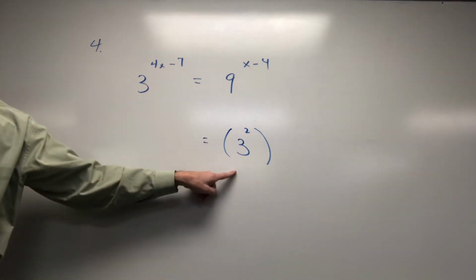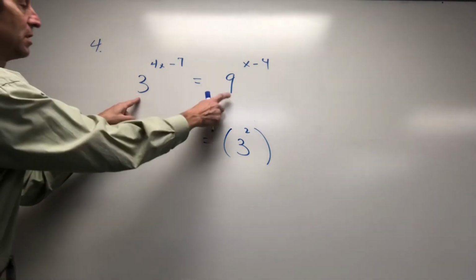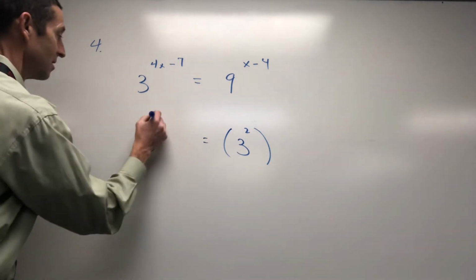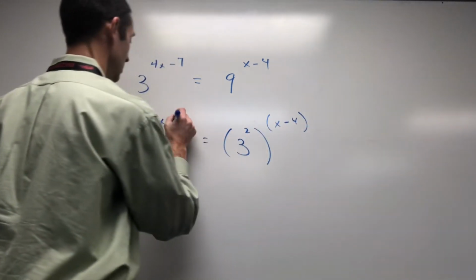The 9 you can rewrite as 3 squared. So your job, your goal, what you're trying to accomplish, is to get the 3 and the 9 to the same base. We're almost there.